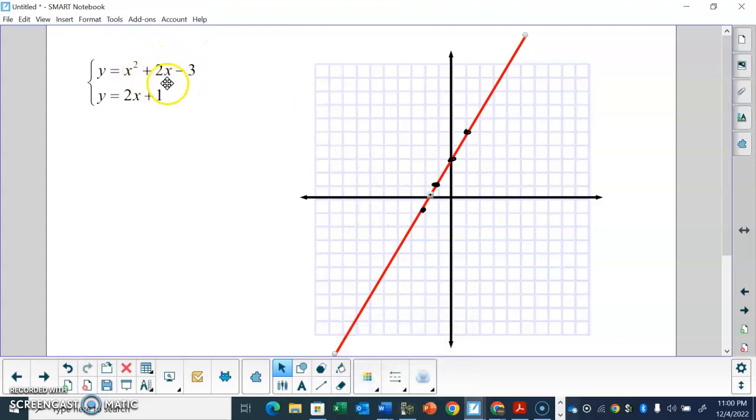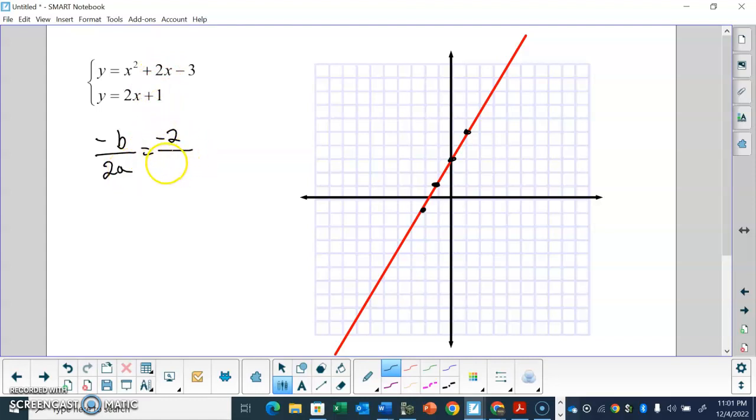We know what we need to do here. We've been doing it for a couple weeks now. We're going to use the vertex equation. So to find the x value of the vertex, we know it is negative b over 2a. Let's go ahead and set that up. So that means we're going to have negative 2 over 2a. So that's just over 2, so that's negative 1. That's my vertex x value.